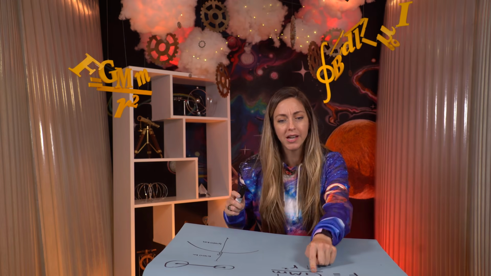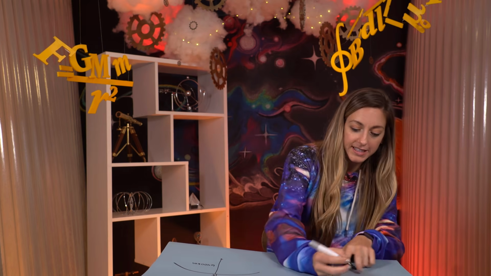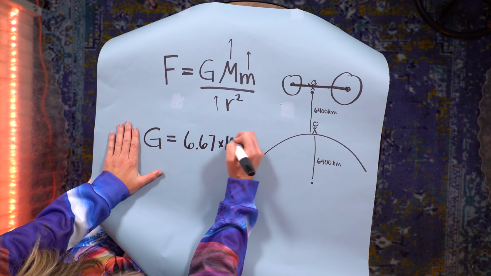All right, now big G. This is what we call the universal gravitational constant, and it's a number that we just measure, and as far as we know, it's constant throughout our universe. Is it different in some other universe? Could be, we don't know. But in our universe, it is 6.67 times 10 to the minus 11.